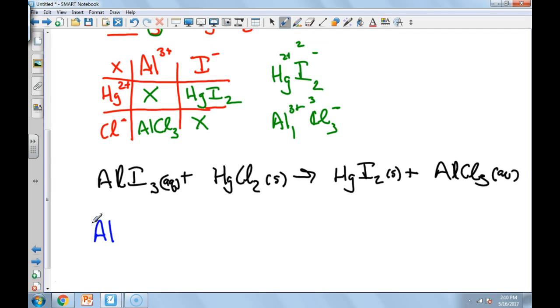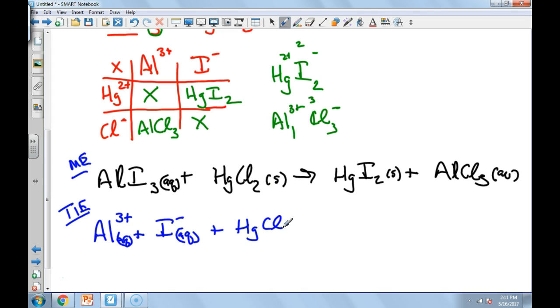So this is going to be Al. So this is the molecular equation. This is the total ionic equation. Okay, and so this is going to be Al, and then 3 plus, I minus, and all of these things are aqueous because that's what the ions are. They're floating around in the solution, and this thing is a solid, so we don't split it apart. HgCl2. Now, one of the biggest misconceptions that students have is they think, hey, this is solid, so there's no reaction. That's incorrect. Solids will undergo a reaction. They just don't split apart into their ions.